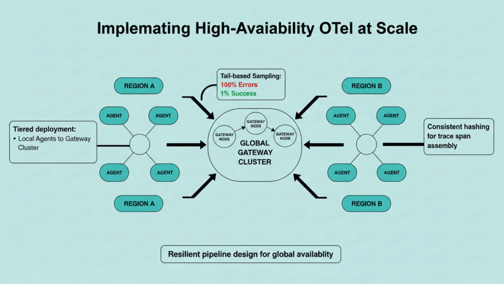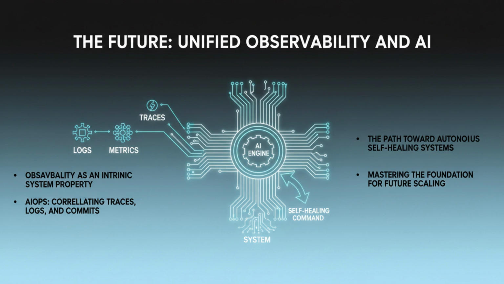When running at global scale, your observability pipeline must be more resilient than the services it monitors. For high availability, we deploy the collector in a tiered architecture. Local sidecars or daemon sets collect data and forward it to a highly available gateway cluster. This gateway cluster handles global aggregation and load balancing. We implement tail-based sampling at the gateway level to ensure we keep 100% of error traces while sampling successful ones to 1%. This strategy drastically reduces costs while maintaining high-fidelity visibility into system failures. Load balancing via consistent hashing ensures that all spans of a single trace arrive at the same collector instance for proper assembly.